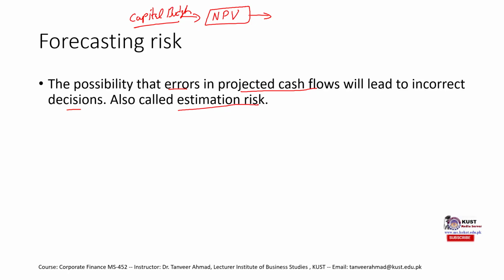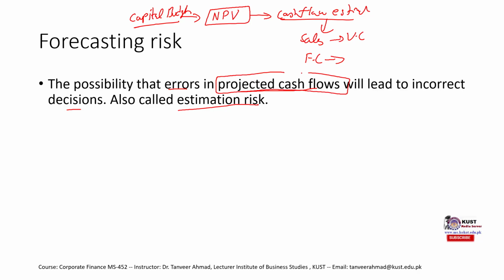Okay, so how do we come about this NPV? We first estimate cash flows. And remember, to estimate cash flow, we would have the estimates of sale, the estimate of variable cost, the estimate of fixed cost, and other revenues and cost estimations. So what essentially we were doing is that we were estimating cash flows, and then using those estimated cash flows, we were estimating NPV. And using that estimated NPV, we were taking certain decision whether to start that project or not.